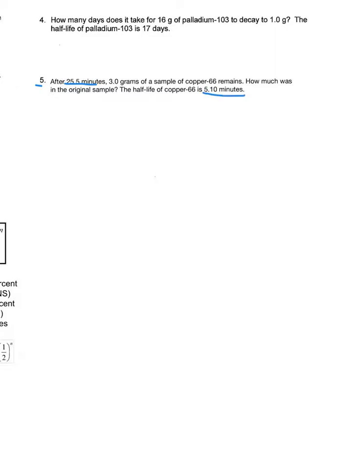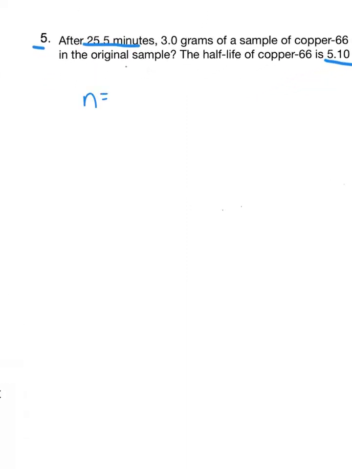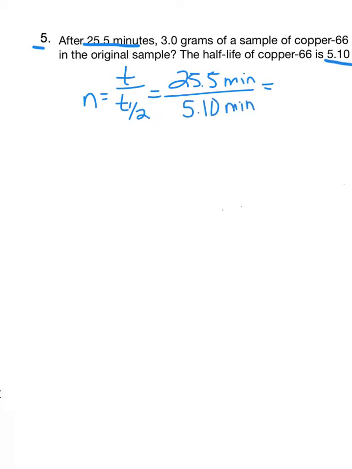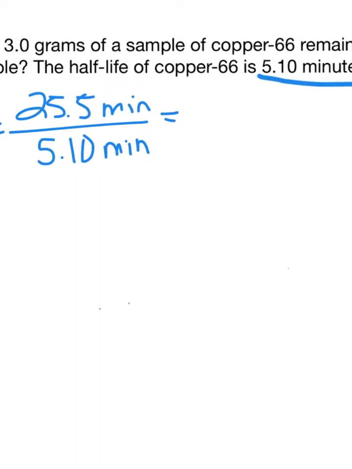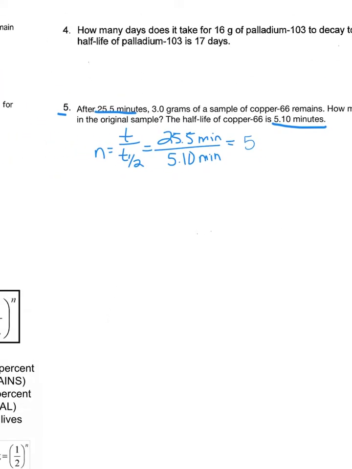Remember I said that it helps to start by finding n, the number of half-lives. We can do that by doing n equals t over t 1/2, where t is the time, in this case 25.5 minutes, and t 1/2 is the half-life, in this case 5.10 minutes. Notice they're in minutes, the same time unit. If I divide 25.5 by 5.10, I get that n is 5. That's how many half-lives I've gone through in this time frame.